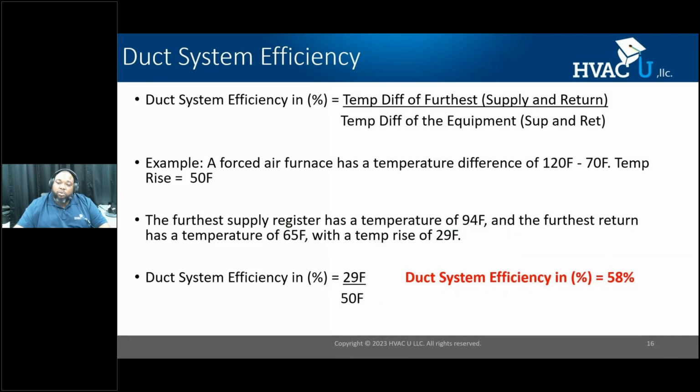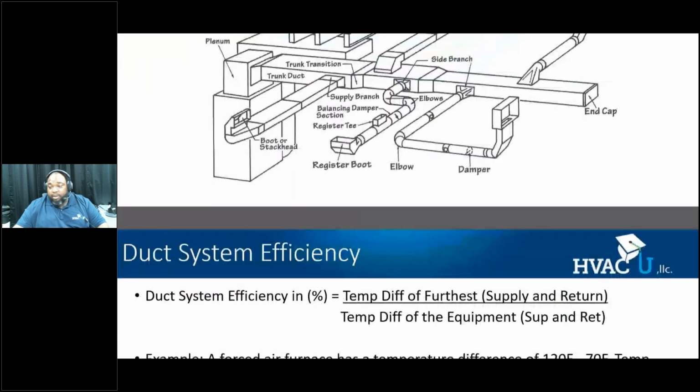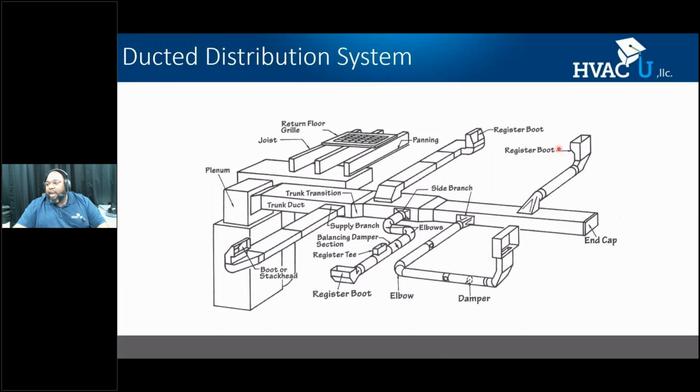Next, I'm going to take the furthest supply register, which has a temperature of 94, and the furthest return register or grill that has a return temperature of 65 degrees. And this is going to give me a temp rise of 29 degrees. So let's look at what we're talking about here. All right, so in my farthest supply, we're at 94 degrees. And my furthest return, we're at 65 degrees. When I subtract the two, I have 29 degrees Fahrenheit.